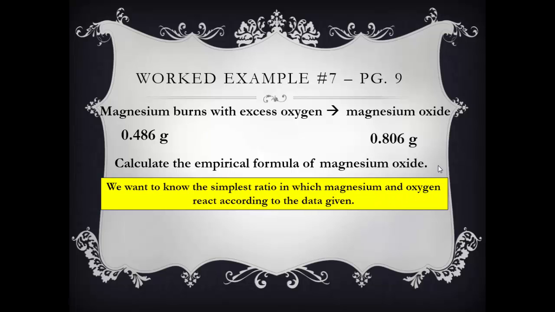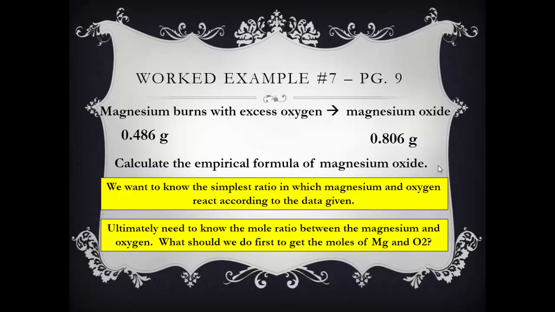We want to know the simplest ratio in which magnesium and oxygen react according to the given data. If this seems familiar, you guys did this experiment in pre-AICE when you burn magnesium in a crucible with oxygen. So ultimately, we got to define the mole ratio between Mg and oxygen. So what we should do first is get the moles of Mg and O2.